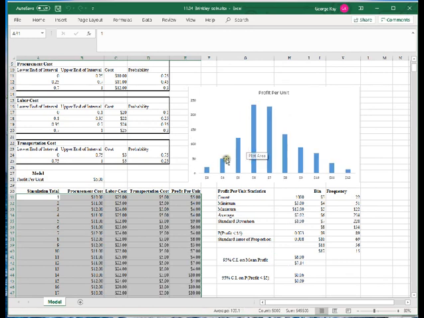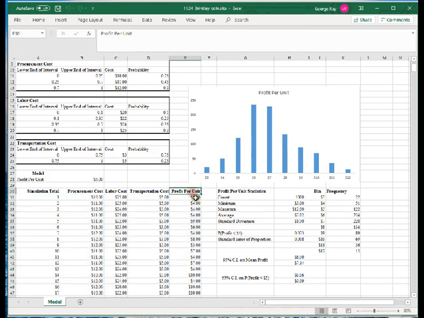And it calculates for us 1,000 different trials with the random number generator for each one of those variables. So we get a variety of interactions of the randomness of procurement, labor, and transportation costs. And we now have a column, profit per unit, that is a list of 1,000 different profit amounts based on our model. Once we have that column, then we can go over and get our profit per unit statistics.